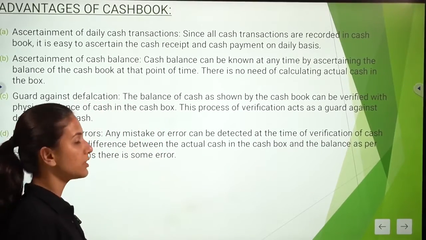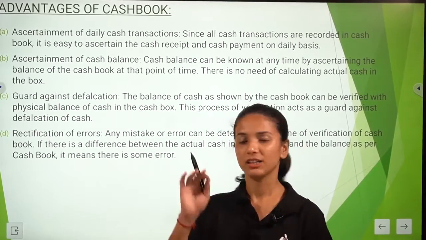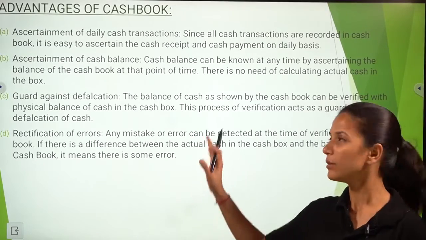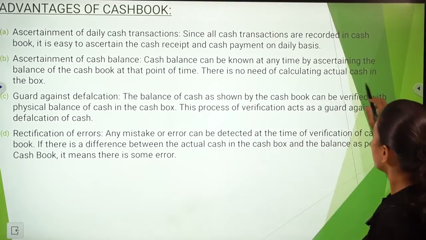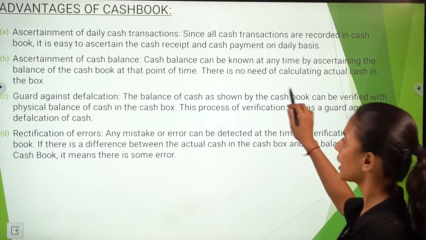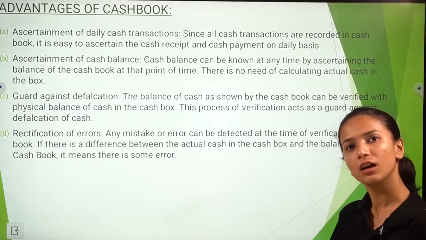Ascertainment of cash balance. You can ascertain the cash balance, how much cash you have in hand. It is very easily determined by looking at the cash book. So the cash balance can be known at any time by ascertaining the balance of the cash book. At that point of time, there is no need of calculating the extra cash in the box.